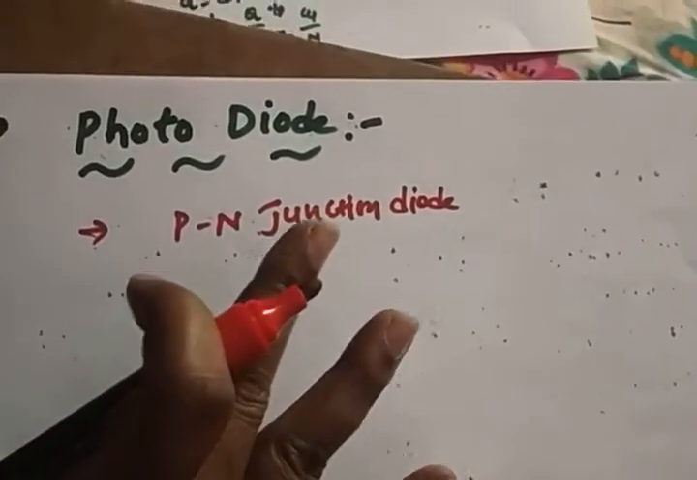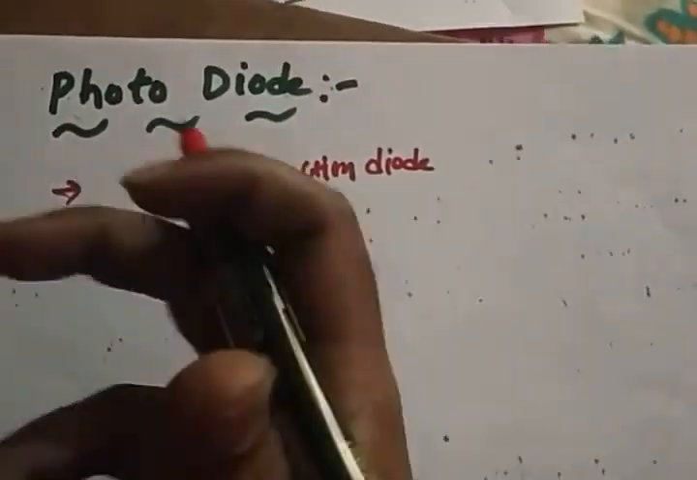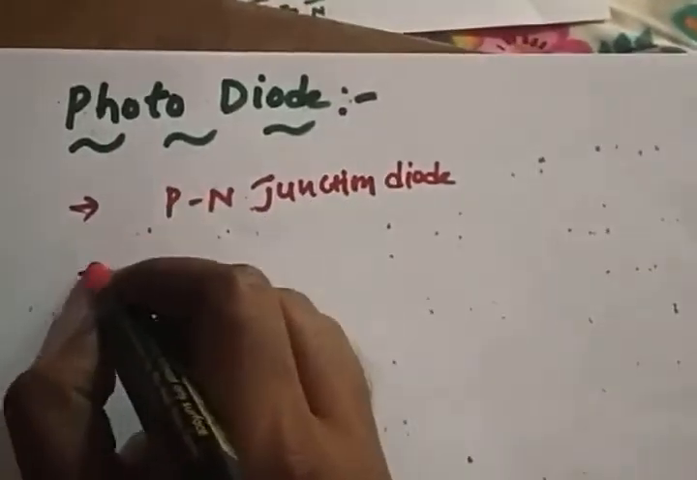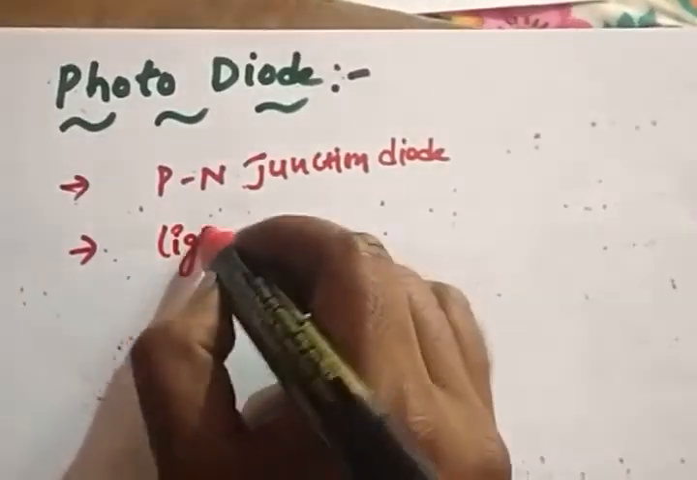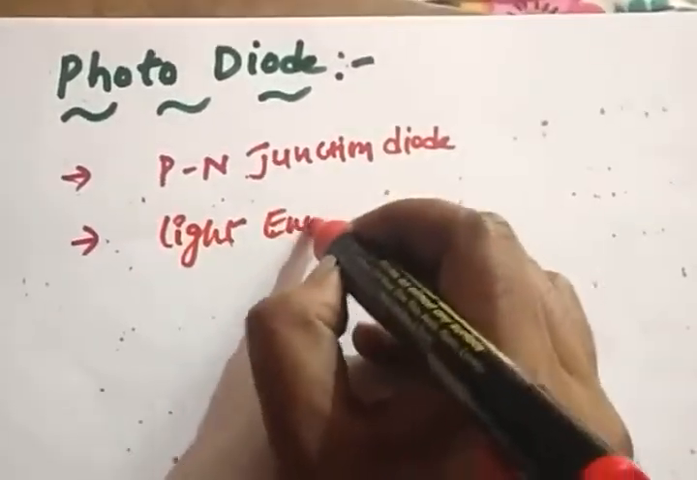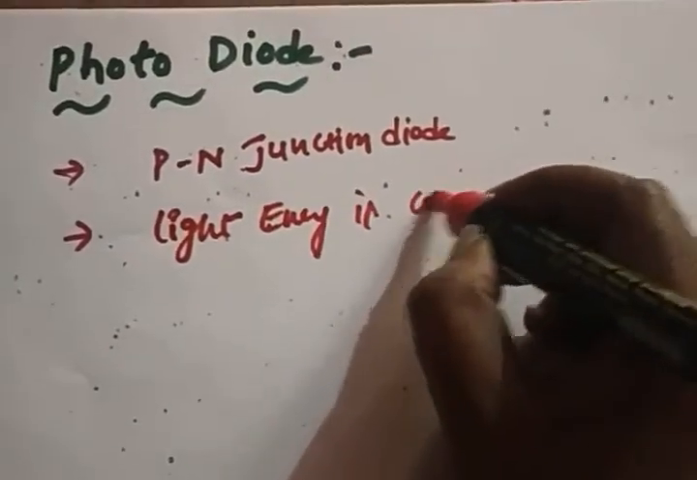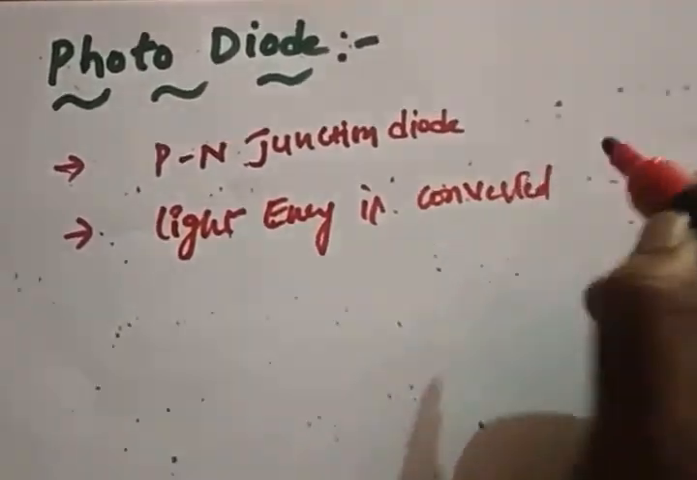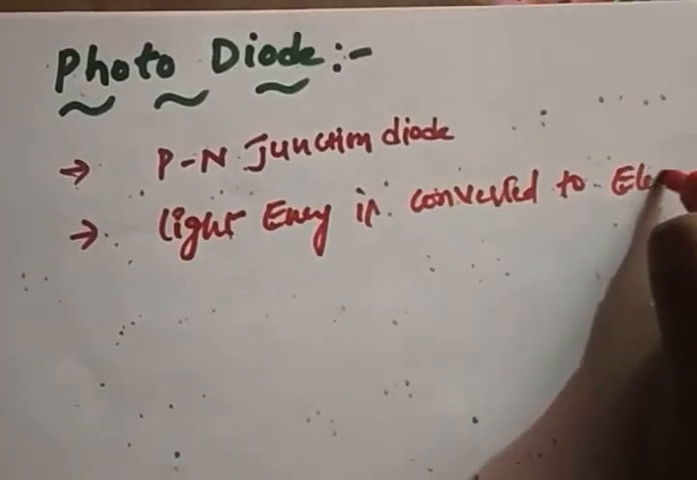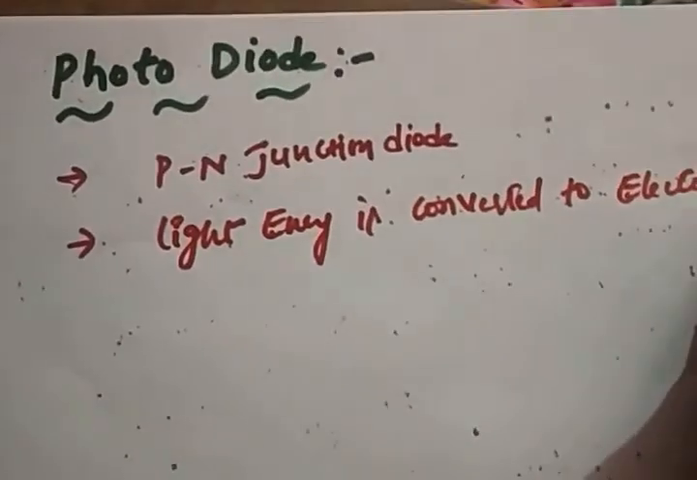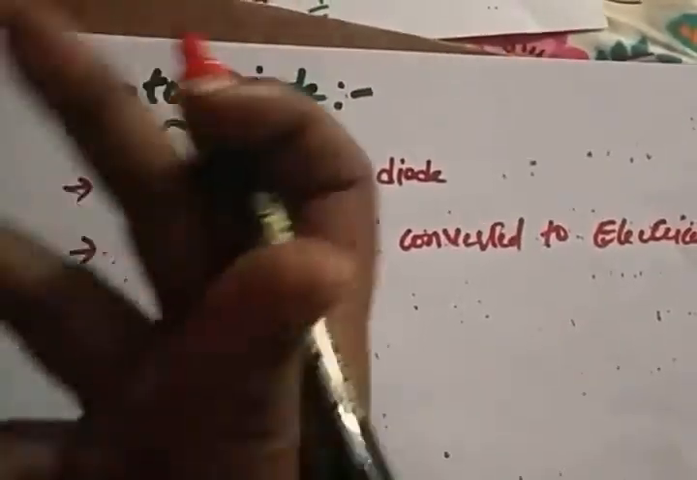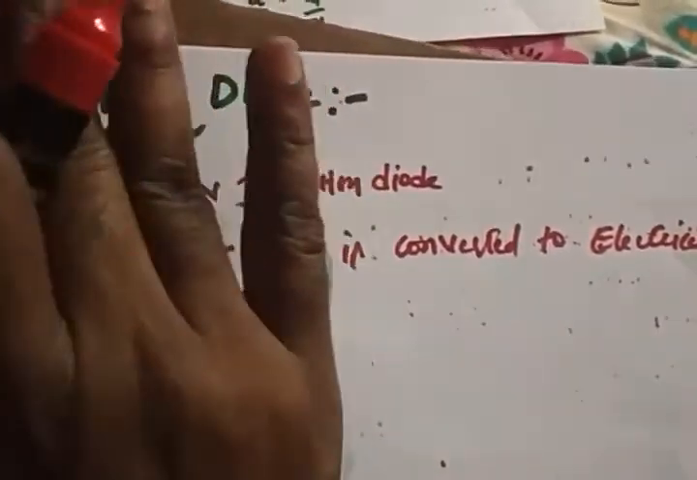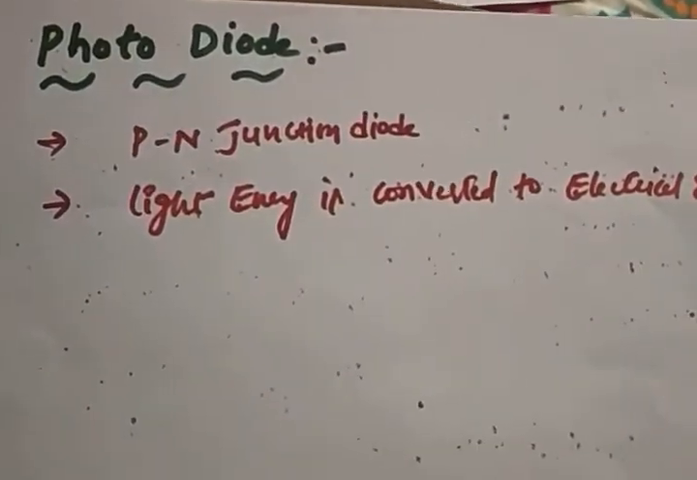The name itself, photodiode, means photo means light. How the light energy is converted to electrical energy. So the name itself indicates, photo means light, how the light energy is converted to voltage. So we can call it a transducer.